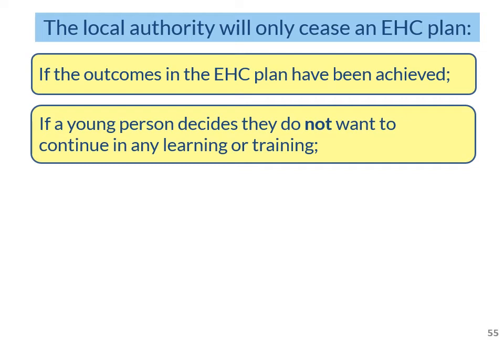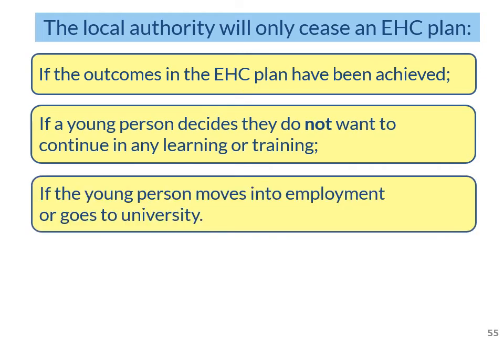Remember, a young person can still have an EHC plan even if they are not in a formal learning environment like a college. They just need to be in some form of education or training, and they still need the extra support to learn. This includes work-based learning. For example, they could be learning through organisations like Lapwing or doing a traineeship through an organisation like WS Training.